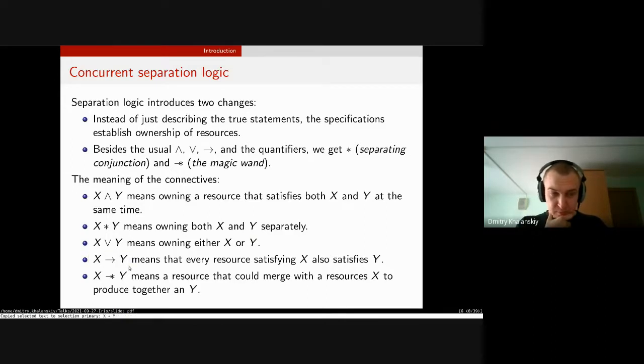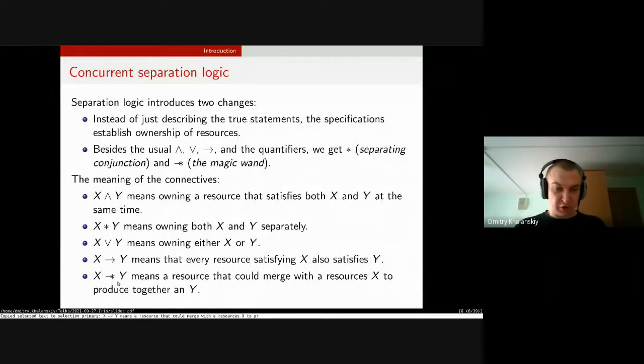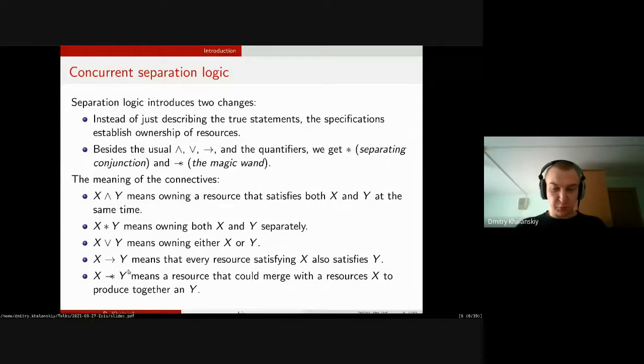Implication of Y from X means that if a resource satisfies X, it will also satisfy Y. And the magic wand means that if this magic wand is merged with a resource that satisfies X, it will produce a resource that satisfies Y.